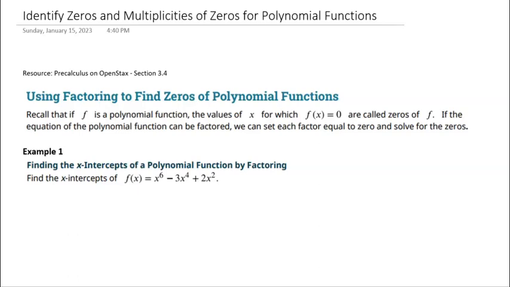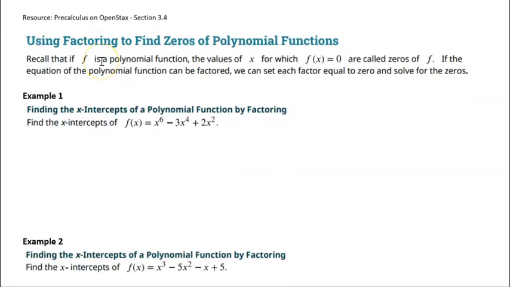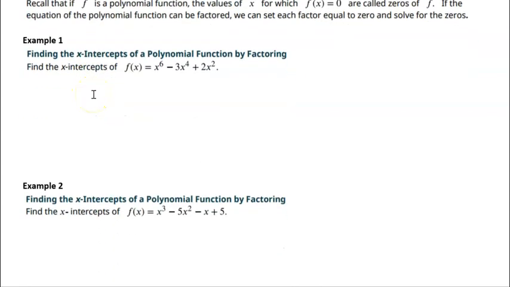In this video, we're going to look at how to find the zeros and multiplicity of zeros for polynomial functions. Using factoring, we should be able to find the zeros of the function, or let the function be equal to 0 and find the x values for which that is true. Let's look at this first example. I'm going to find the x-intercepts.